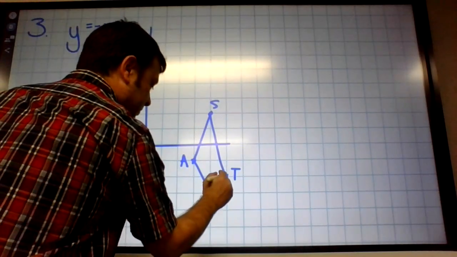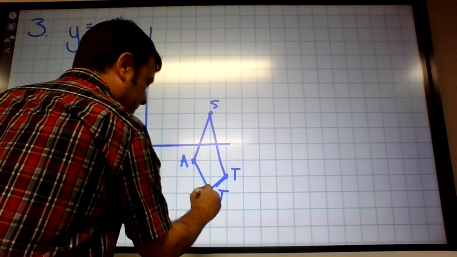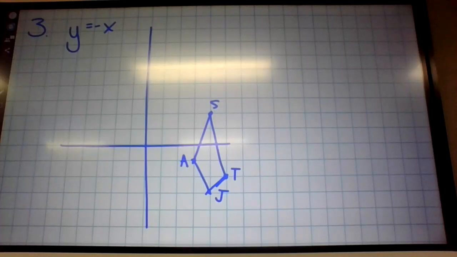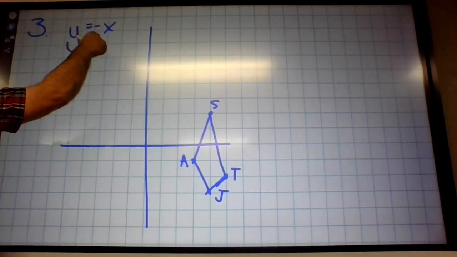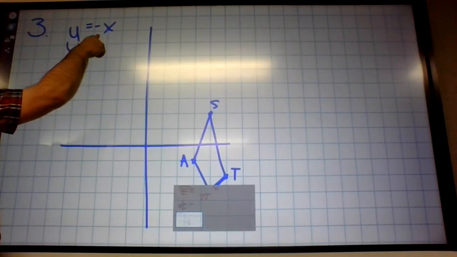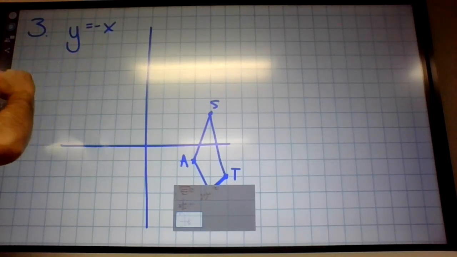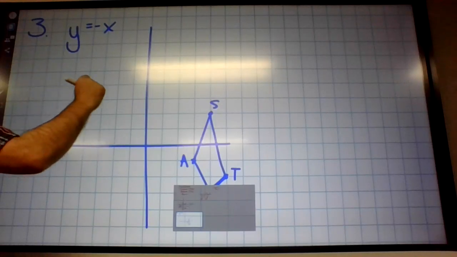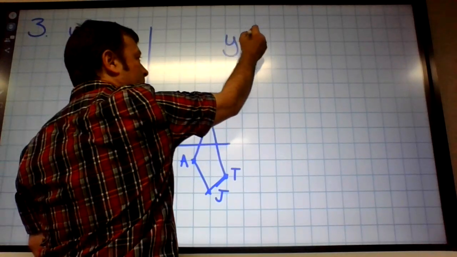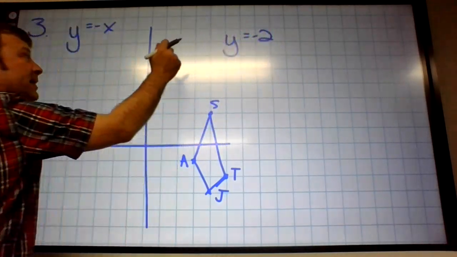Alright, let's get down there. Okay, on this one we're supposed to reflect across the line y equals -x. The other class did not remember what that line looks like or how to find it. Any ideas? Okay, the last problem we did was just y equals -2. It didn't have an x on it.